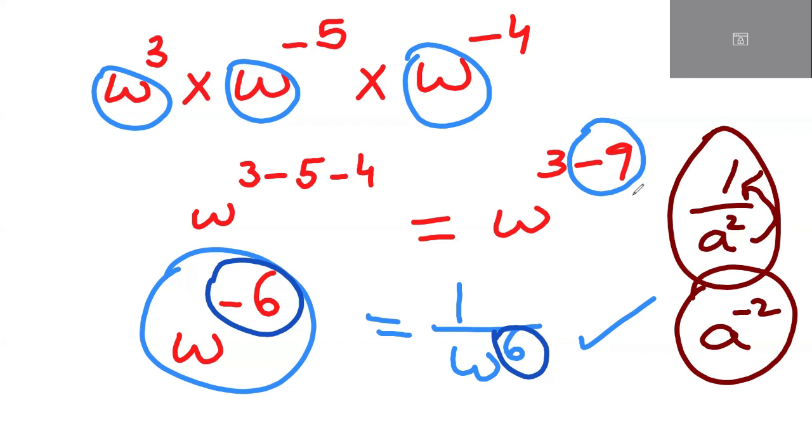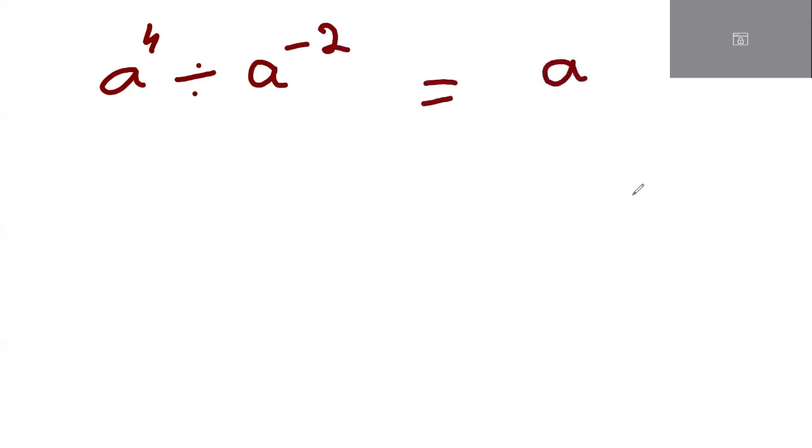Let's see another question now. Next is a raised to the power 4 divided by a raised to the power negative 2. We can solve like this. a raised to the power 4 divided by a raised to the power negative 2. Right? Because this is divide, so we are using the line for division.